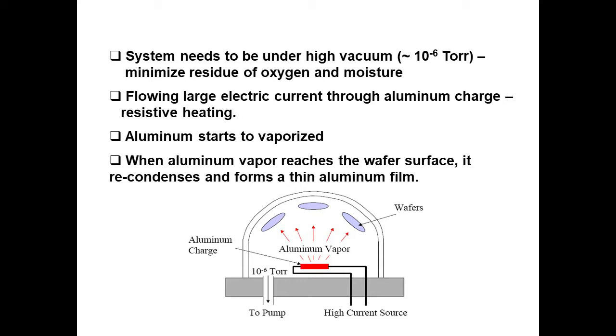I hope all of you can study the diagram. In your diagram you need to have the high current source, the aluminium chunk there, and then the pressure inside. Lastly, you need to have your wafer, and also the chamber.